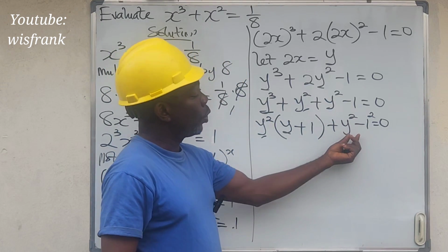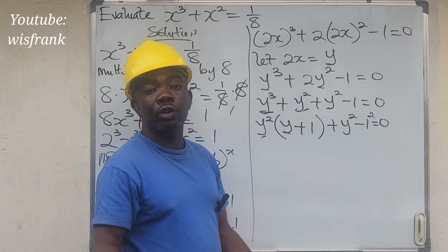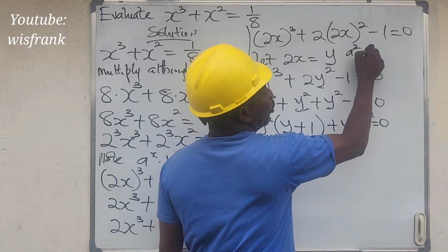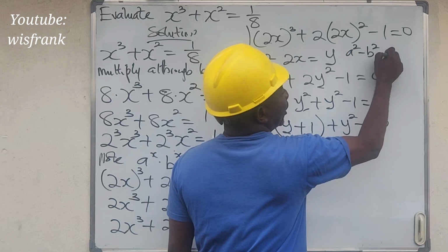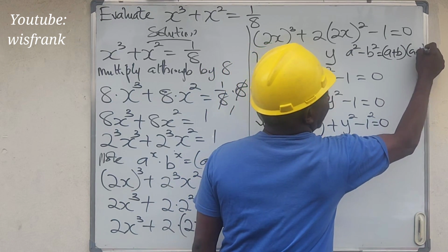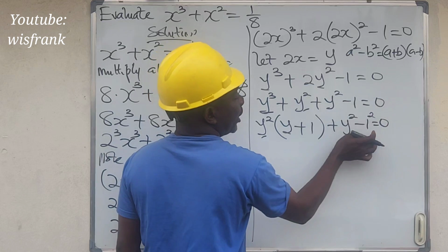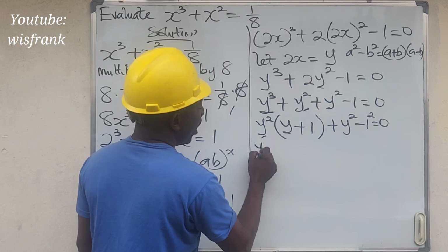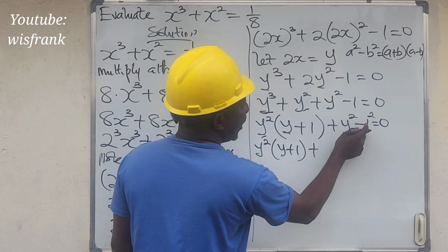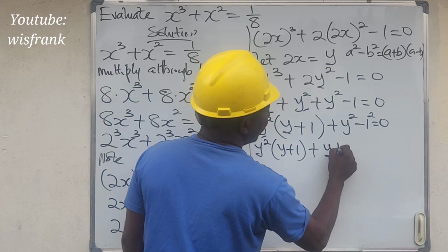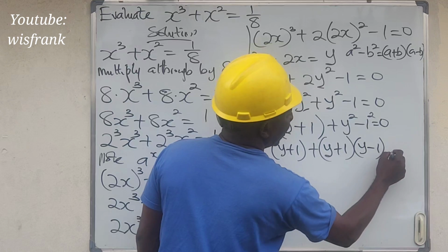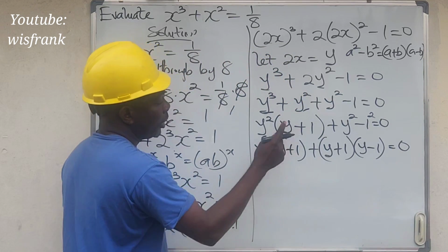So here, we have a difference of two squares, and we also know the solution of a difference of two squares. When we have a to the power of 2 minus b to the power of 2, it is the same thing as (a plus b) into (a minus b). So we are going to represent this in this format. So this will become y to the power of 2 into (y plus 1), plus (y plus 1) into (y minus 1) equals 0. So this is what we have.